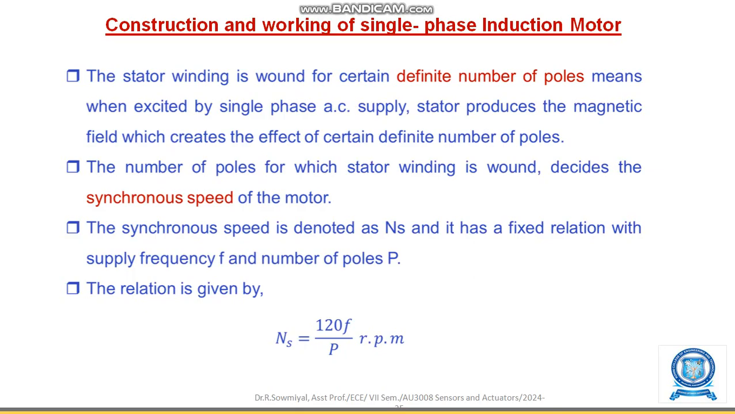The stator winding is wound for a certain definite number of poles, meaning when excited by a single phase AC supply, the stator produces the magnetic field which creates the effect of a certain definite number of poles. The number of poles for which the stator winding is wound decides the synchronous speed of the motor. The synchronous speed is denoted as Ns, and it has a fixed relation with the supply frequency F and number of poles P. The relation is given by Ns equal to 120 F by P RPM. Here F is the supply frequency, P is the number of poles and Ns is the speed.